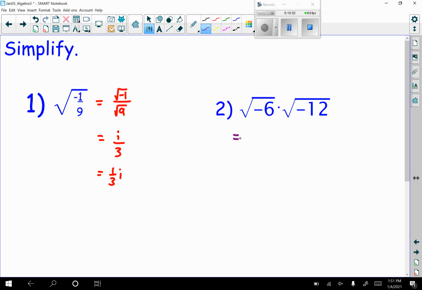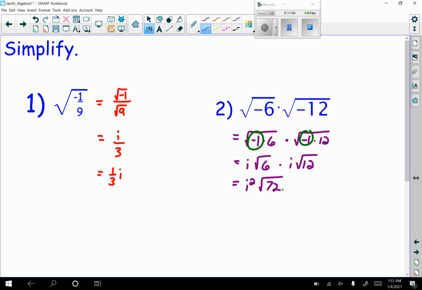Number 2, anytime we see negatives underneath the square root, we want to take out that negative 1. So I'm going to write this as the square root of negative 1 times 6 times the square root of negative 1 times 12. So I have to take out those negative 1s. What's the square root of negative 1 again? It's i. So I get i radical 6 times i radical 12. Now I'm going to multiply those i's together, so I get an i squared. Then I'm going to multiply the radical 6 times the radical 12. I want to make one large number out of it.